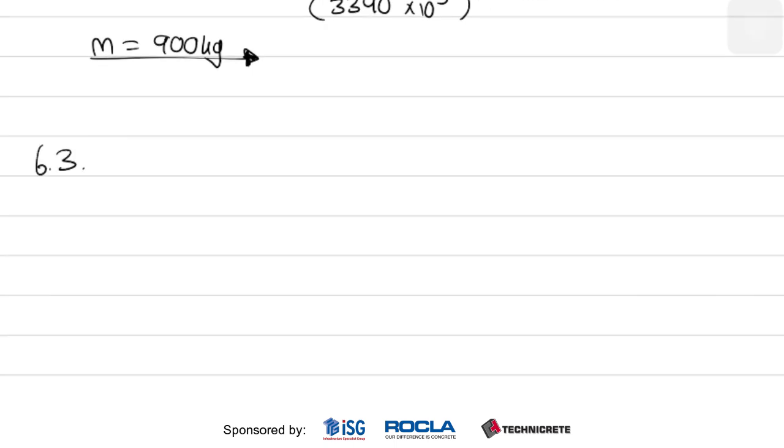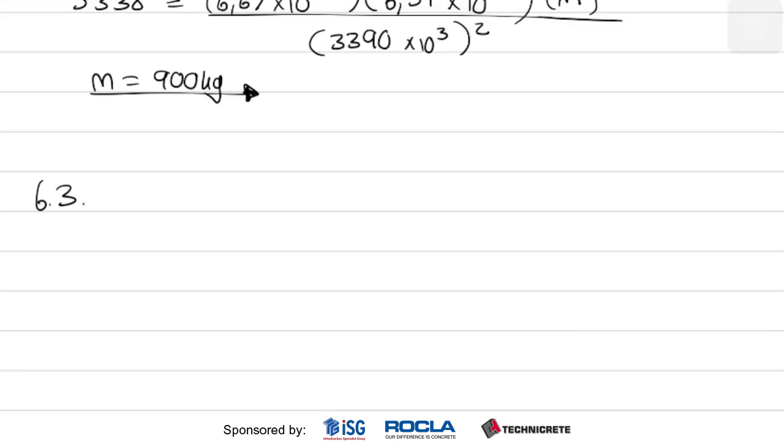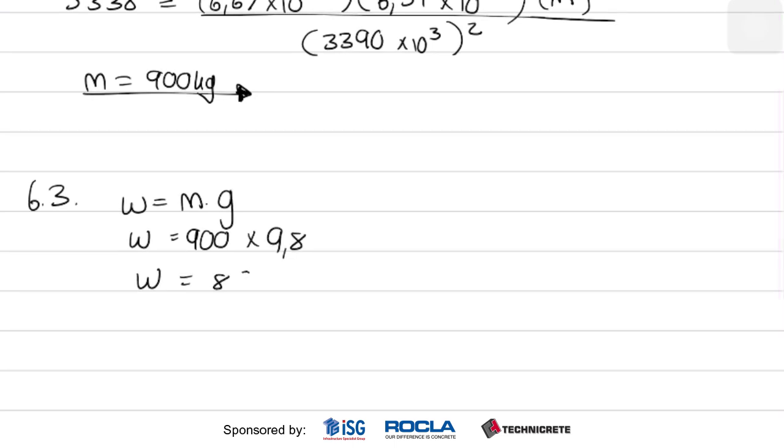Question 6.3 now asks you to calculate the weight of the probe on Earth. So how would the weight of the probe be if it was on Earth instead of on Mars? On Earth, the weight of the probe would be equal to its mass times the gravitational acceleration. So its weight on Earth would be its mass, which we calculated to be 900 kilograms, times the gravitational acceleration on Earth, 9.8 meters per second squared. So our weight would be equal to 8,820 newtons. And that would be your final answer there for 6.3.